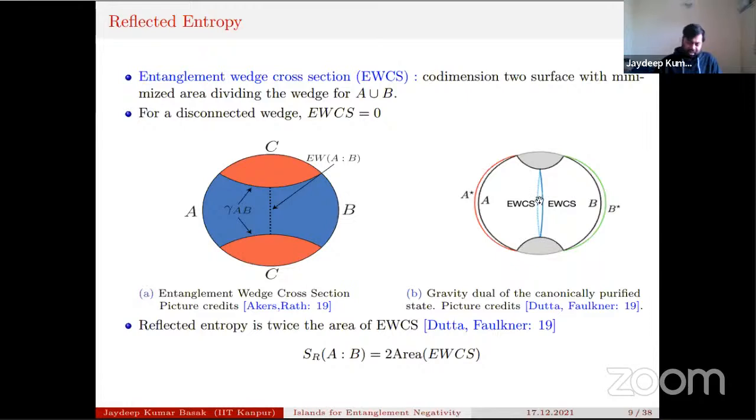In this scenario, we try to find out the Von Neumann entropy of A star or B star. In both the cases, what we get is this blue circle here, and so it is nothing but twice the area of EWCS. So we can say that SR is twice the area of EWCS here.